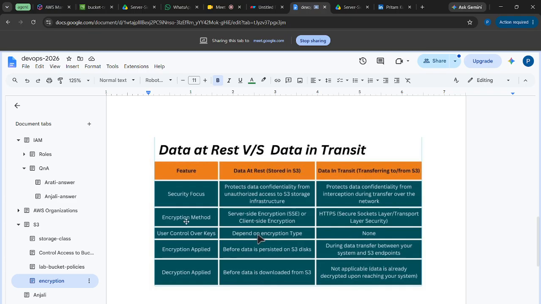Then what is the encryption method, or how do we do that? In data at rest, we use server-side encryption or client-side encryption. There are two options available: one is server-side encryption, abbreviated SSE, or client-side encryption. But in data in transit, what do we do?